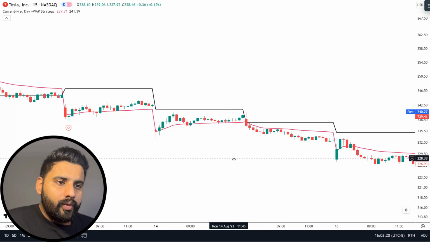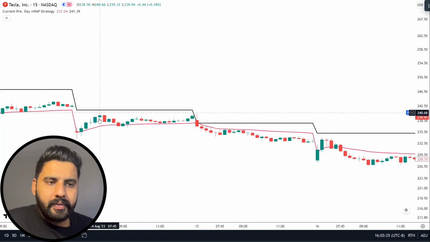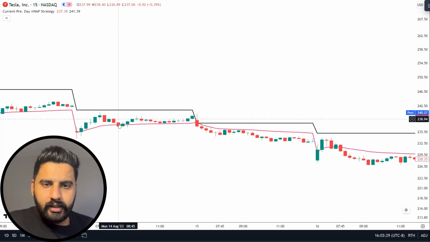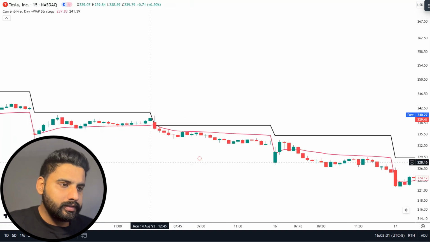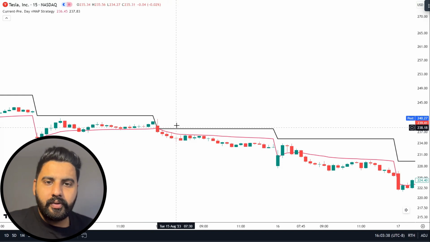What you need to avoid is, say, this day. On this day, the price is hovering between the previous day VWAP and current day VWAP. At that time, you just shouldn't trade on this day. Okay, so only trade when, say, on this day, these candles, the price is below the previous day VWAP and current day VWAP.